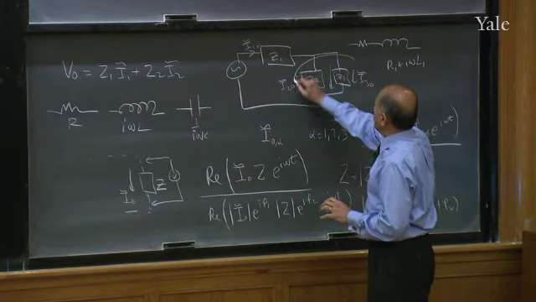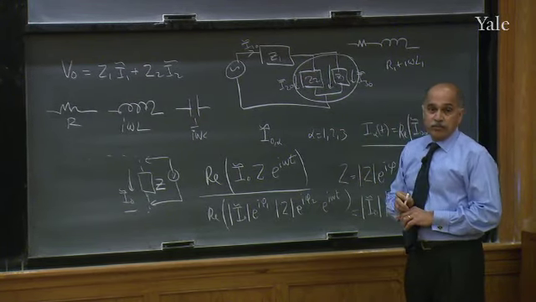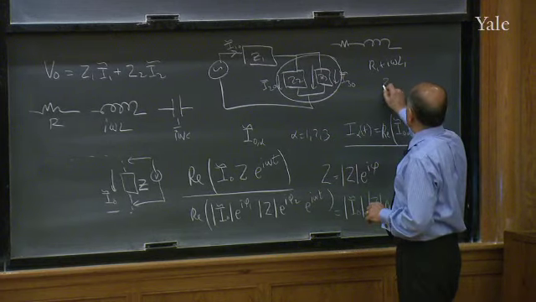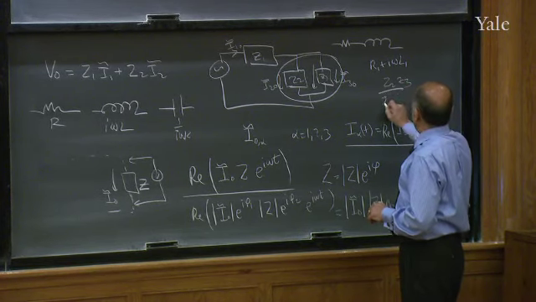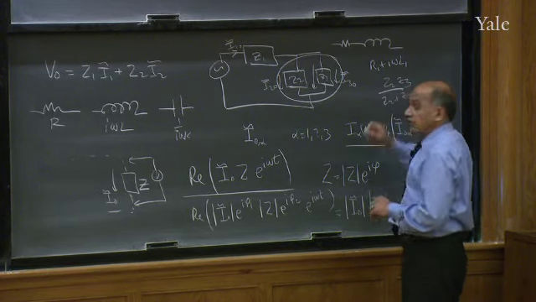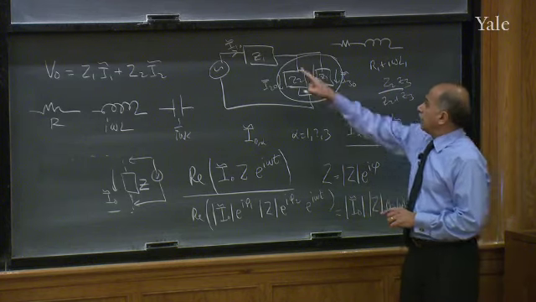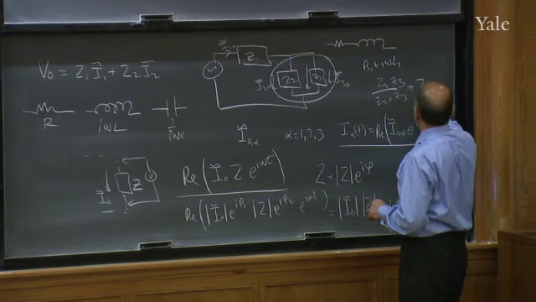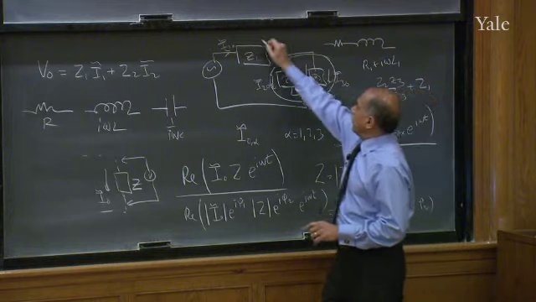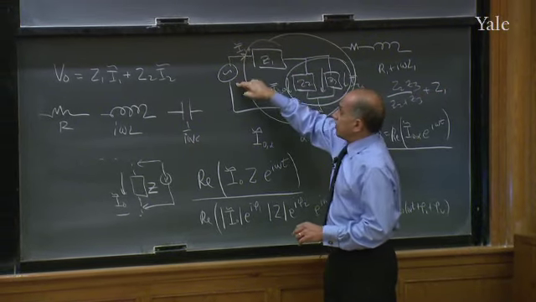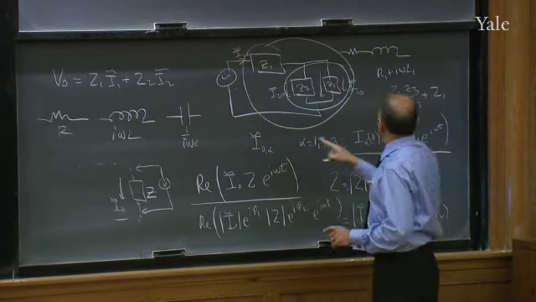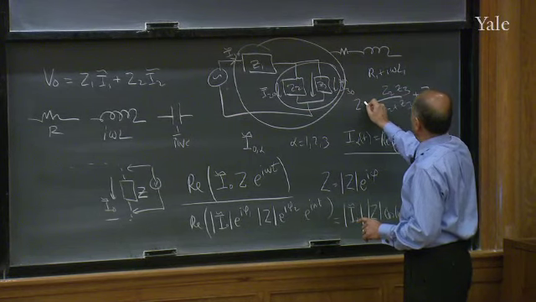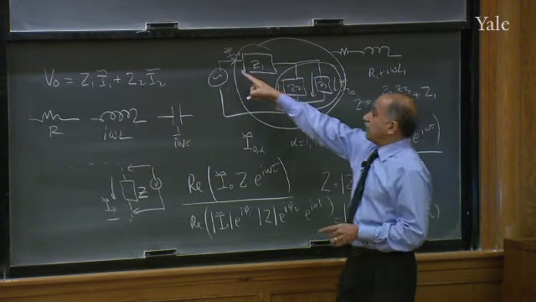First, we combine these two guys into a single impedance, which will be Z2 Z3 divided by Z2 plus Z3, just like you combine resistors in parallel. To that guy, I will add Z1. That whole thing is the impedance seen by this thing. Divide the voltage by this total effective impedance, and that will give you the current coming here.